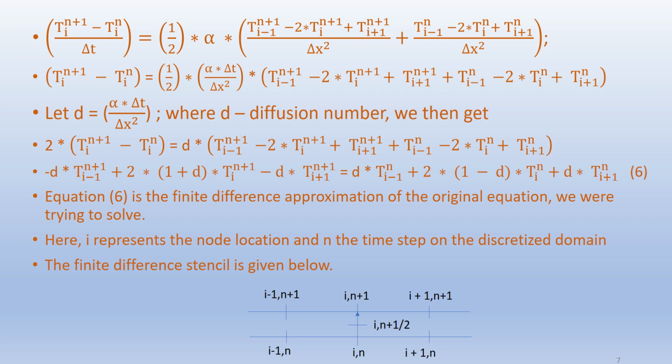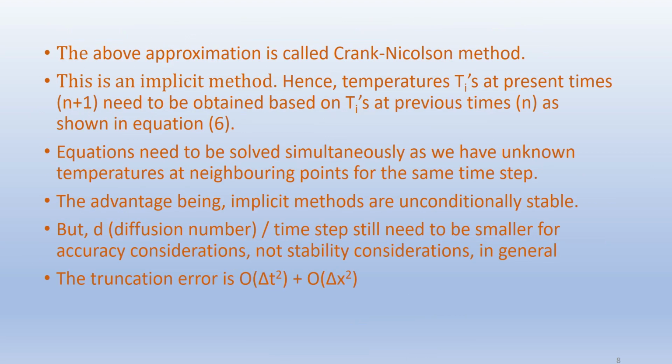Here i represents the node location and n the time step on the discretized domain. The finite difference stencil is given below. We have the temperature information at the bottom level, and we are going to solve for the temperature information at the upper level. The above approximation is called the Crank-Nicolson method.